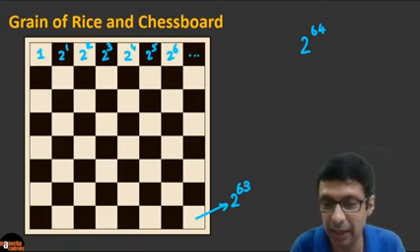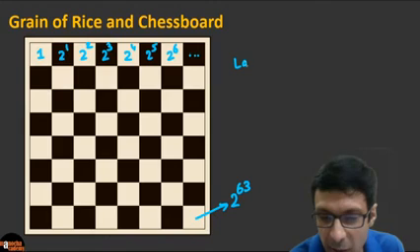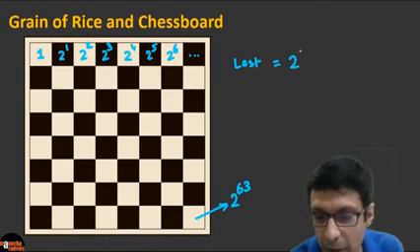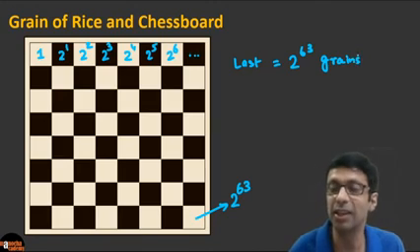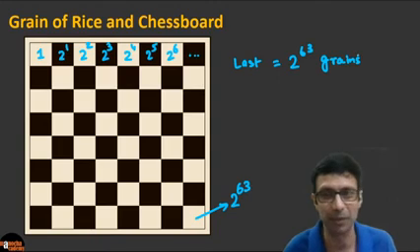So see how easy it becomes with exponents. So I'm going to remove this answer. So the last square will have 2 to the power 63 grains. And in fact, I think the king's supply finished off in the middle of the chessboard, because it's a huge number, right?